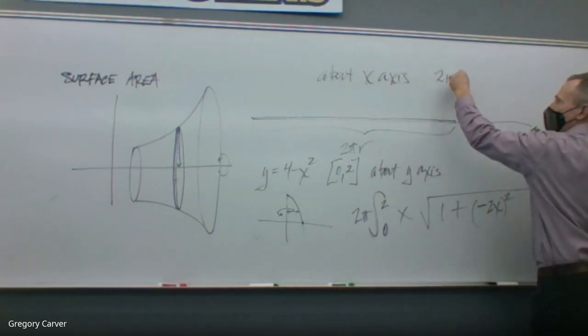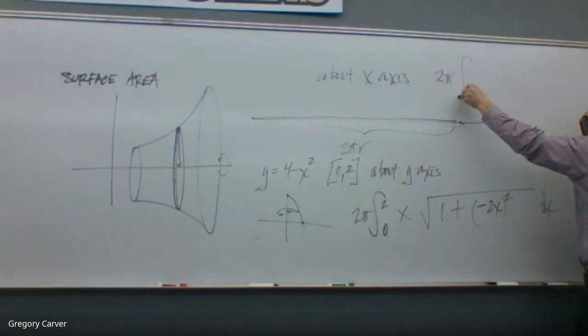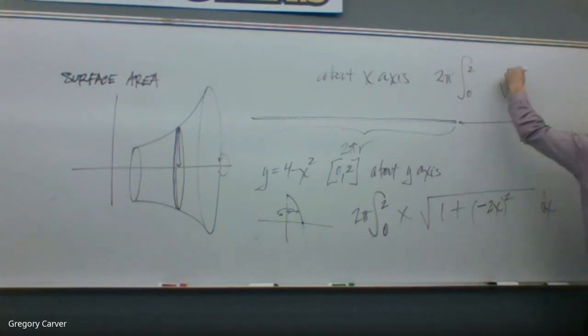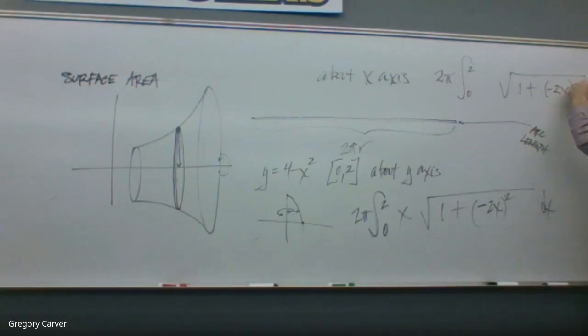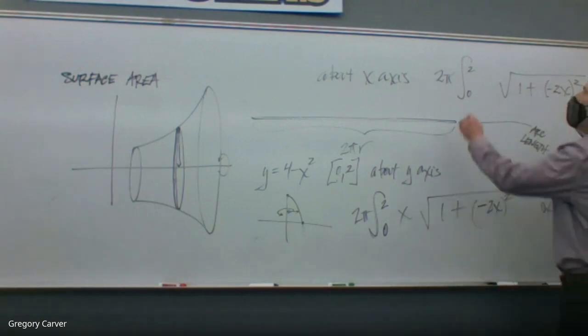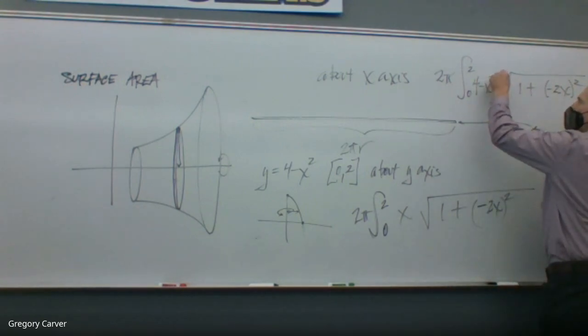This is going to be 2 pi. Going from where to where, people? 0 to 2. Good. Let's just go ahead and fill this in. This is going to be 1 plus negative 2x the quantity squared dx. Now, what's my radius? It is y, also known as 4 minus x squared.